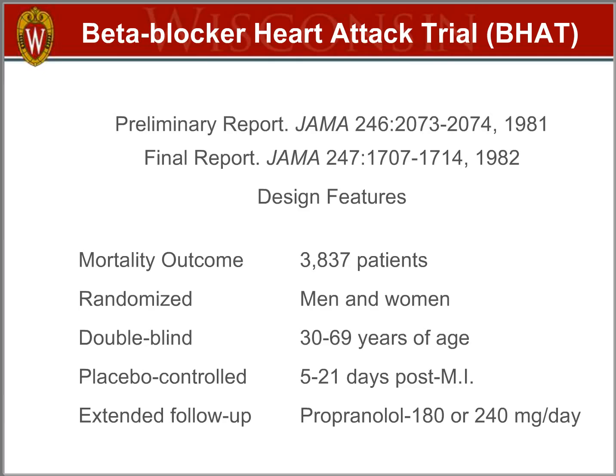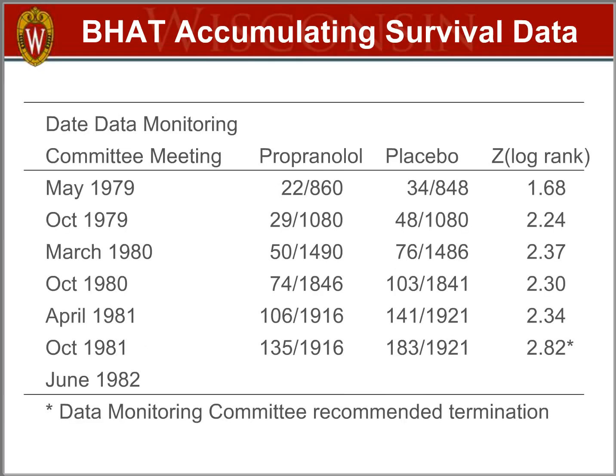3,837 men and women were randomized who had a heart attack 5 to 21 days prior to entry. The trial compared propranolol versus placebo. What I've listed here are the interim results for the primary outcome variable, mortality, as it occurred in calendar time, beginning in May of 1979 through October of 1981. The trial was scheduled to go almost another 6 to 8 months.